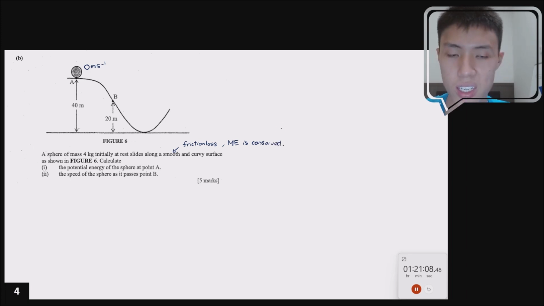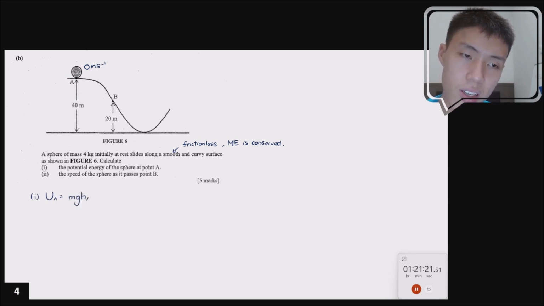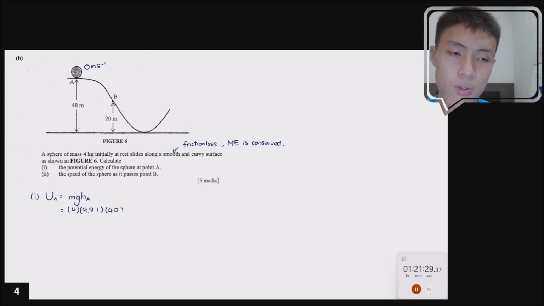Now what is the question asking for? They ask for the potential energy of the sphere at point A. I think this one is a very straightforward question. You just find mgh. So your mass is 4 kg, g is 9.81, the height at A is 40 meters. From this calculation, I believe you get 1569.6 joule. Potential energy, the unit is joule. So that's question 1.